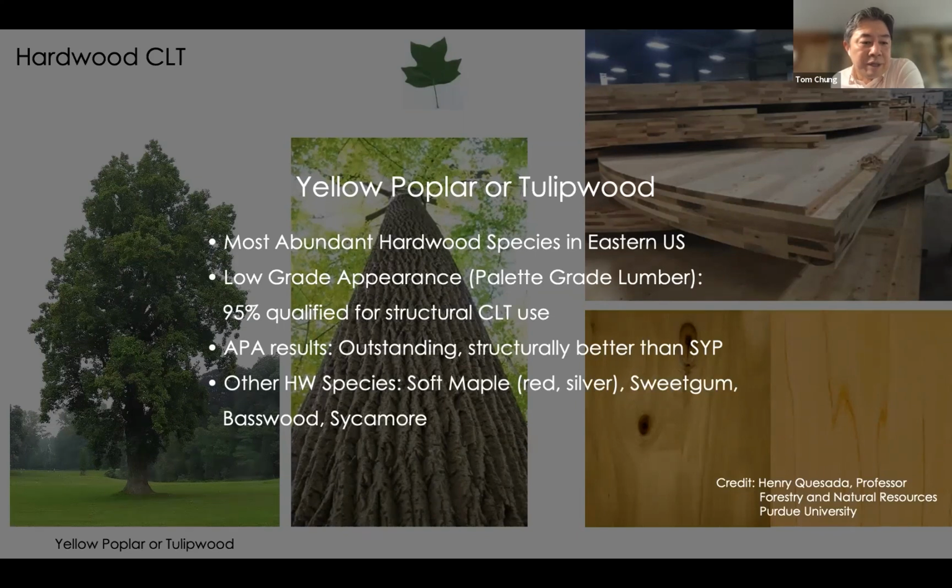And recent APA results have shown outstanding, structurally better qualities and testing results than southern yellow pine. And additional hardwood species that are in research and favorable in terms of use for mass timber would be soft maple, red or silver maple, sweet gum, basswood, sycamore, to name a few.